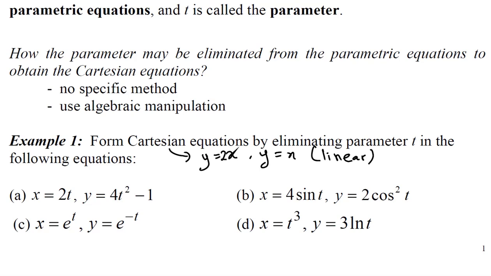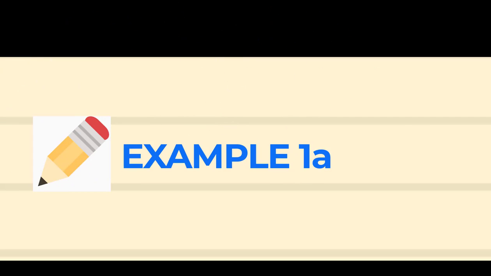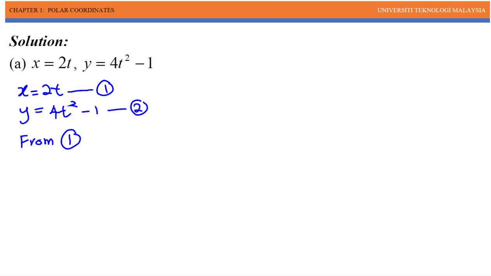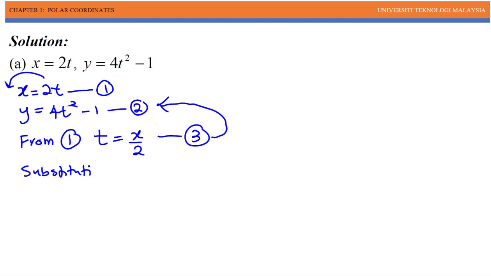Now let us look at example 1a. You have x equal to 2t, let's say equation 1, and then you have y equal to 4t squared minus 1, equation 2. What is the meaning of eliminating? Meaning that you have to do it from 1 or from 2. You can choose any one. Equation 1 is easier, right? So from 1 you will get t equal to x divided by 2. Let's say this is equation 3. What you have to do is substitute this equation into 2. So substituting 3 into 2, what do we get?